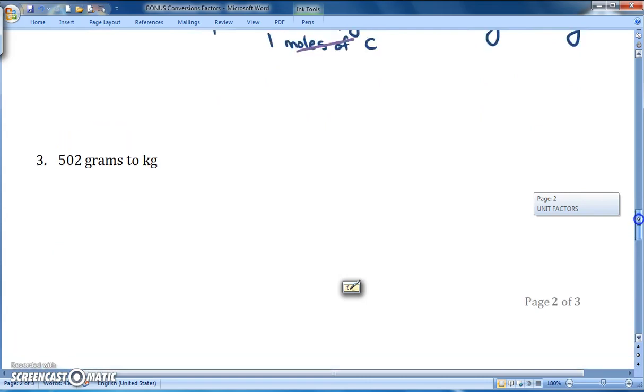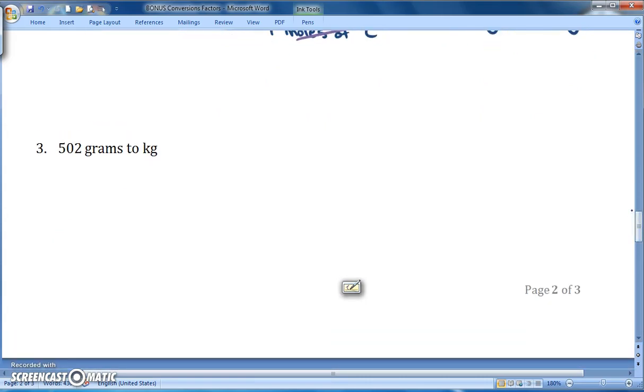If we want to convert between 502 grams to an equivalent weight in kilograms, we need to know the equality between grams and kilograms. 1 kilogram is equal to 1,000 grams. Now, we can set up a unit factor calculation to do our conversion.